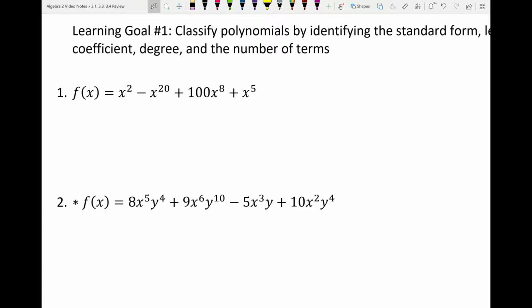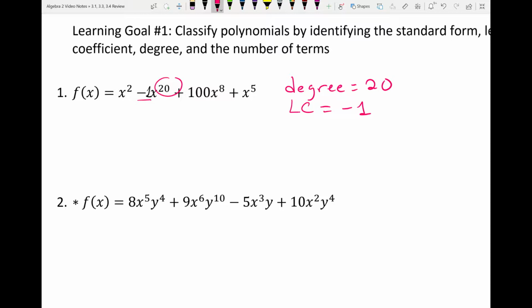using the highest power here, the highest power is 20, so my degree is equal to 20. My leading coefficient is the number that is multiplying the highest power. So in that case, there's an invisible 1 here. So my leading coefficient is equal to -1.